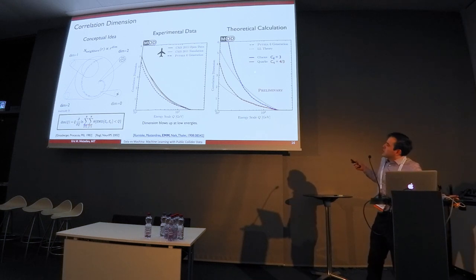And so for jets initiated by quarks, we can actually compute this correlation dimension, and separately for jets initiated by gluons. And what we see here is we exactly capture this interesting behavior that as you go to lower and lower energies, the correlation dimension of your data set increases and increases without bound. And the data is some admixture of quark and gluon jets, so it ends up right in between these two curves.